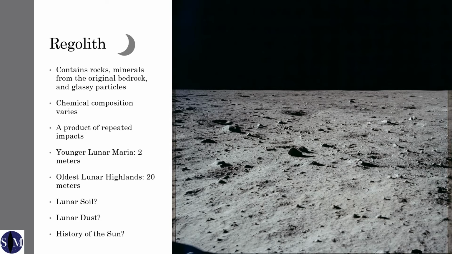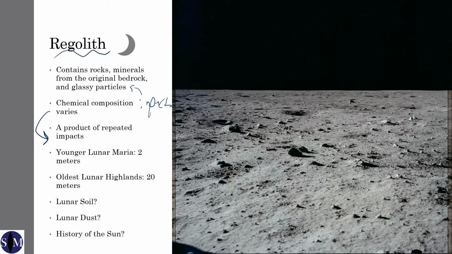Okay, on the previous slide I mentioned that regolith is important to the albedo of craters, but let's look closer at what it's actually made of. Regolith contains rocks, minerals from the original bedrock, and glassy particles that are created during impacts. The chemical composition of regolith is dependent on the location of the regolith. In the lunar highlands, the regolith is composed of aluminum and silica. In the lunar maria, the regolith is rich in iron and magnesium.